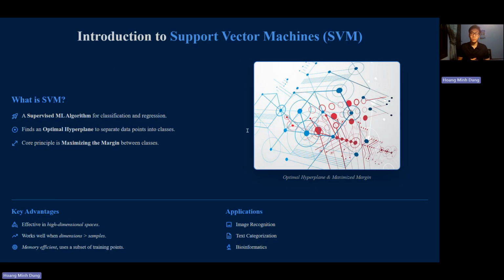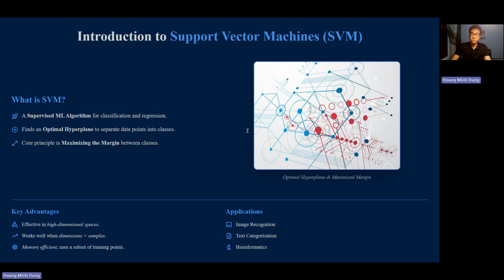To begin with, what is an SVM? It is a supervised machine learning algorithm that can be used for both classification and regression tasks. The primary goal of support vector machines, SVM, is to find the optimal hyperplane or decision boundary that best separates data points into different classes. Its core principle is to find the boundary that maximizes the margin between the classes.